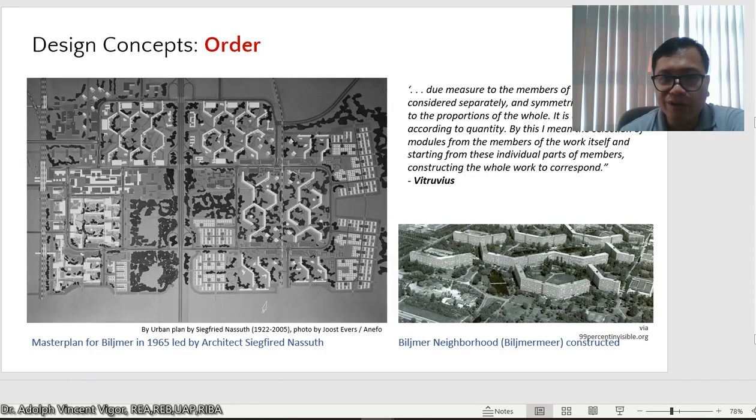So we have here order. If you look at the planning here, I think you could really see it is ordered. Here we have a main street, and if you look at the urban design elements, it also is ordered. Okay, so this is the master plan for Biltmer in 1965 by the architect Siegfried Nasut. This is a close up of the Biltmer neighborhood, how it was constructed.